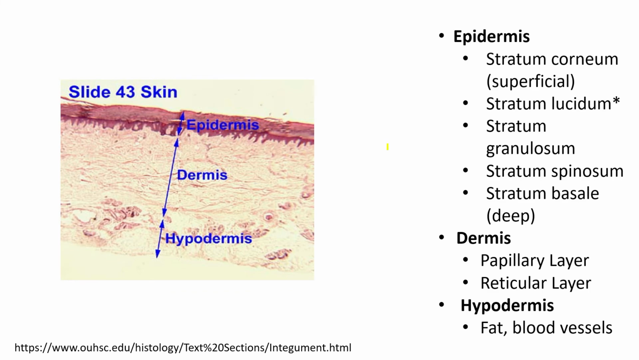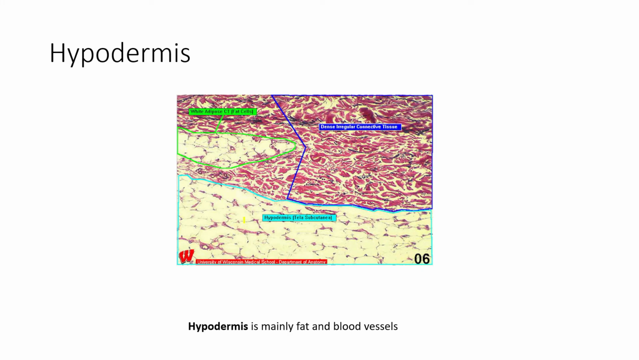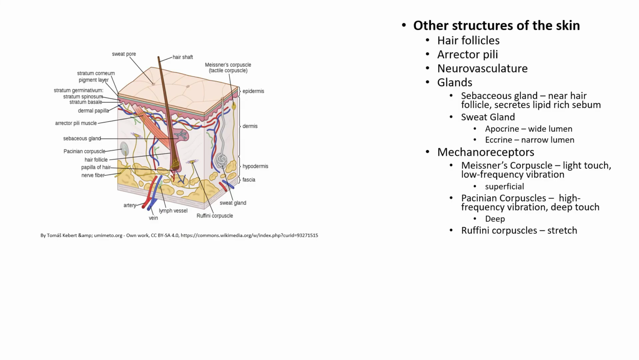So now that we've zoomed in on the dermis, let's zoom in on the hypodermis. So the hypodermis is primarily going to be consisting of fat. You can also see some blood vessels in this area. So there are also other structures of the skin that we are going to see. So we have hair follicles, the erector pili muscle, which contracts and brings your hair up whenever it's cold outside. We also have the neurovasculature, as well as glands. So there are sebaceous and sweat glands. And sebaceous glands are going to be near hair follicles, and they're going to secrete a lipophilic sebum.